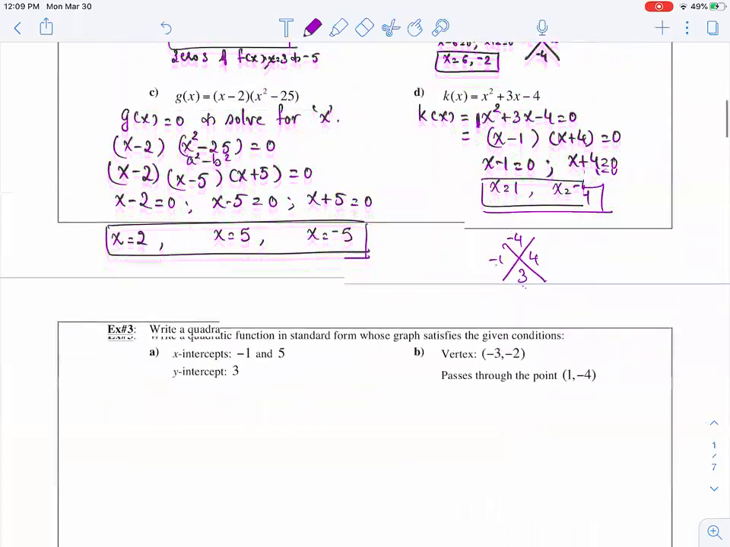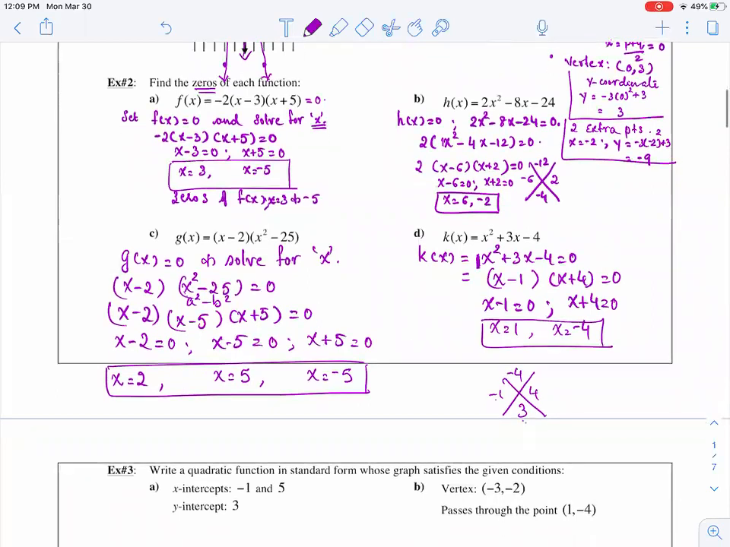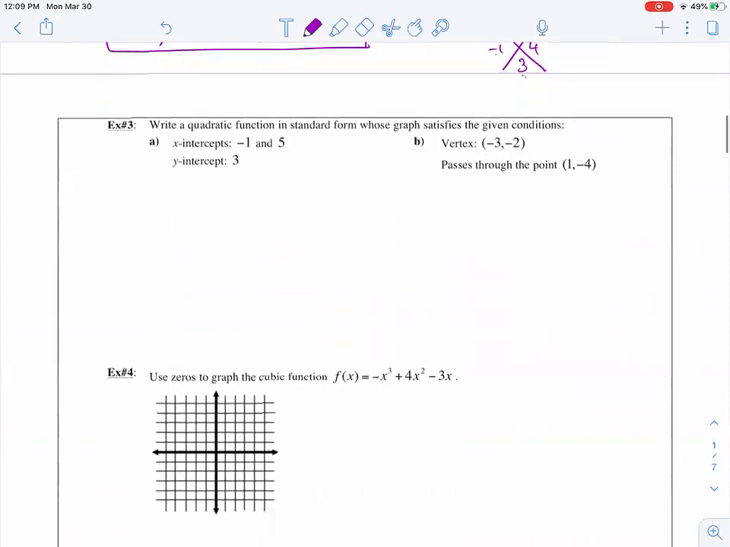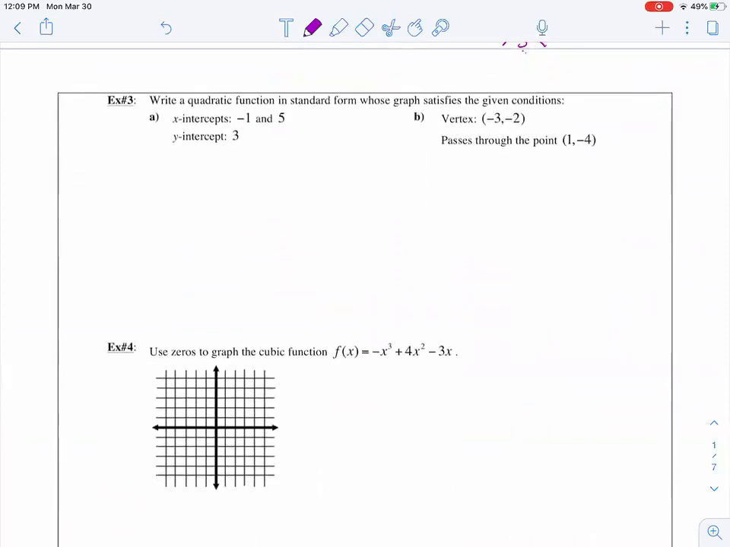Now, zeros, is that clear? How to find the zeros of a function? All right, good job. Now there is a different type of problem. In example 3, I want you to read it carefully. Tell me what is given to you and what you need to find. Give me a second, I'll be back.